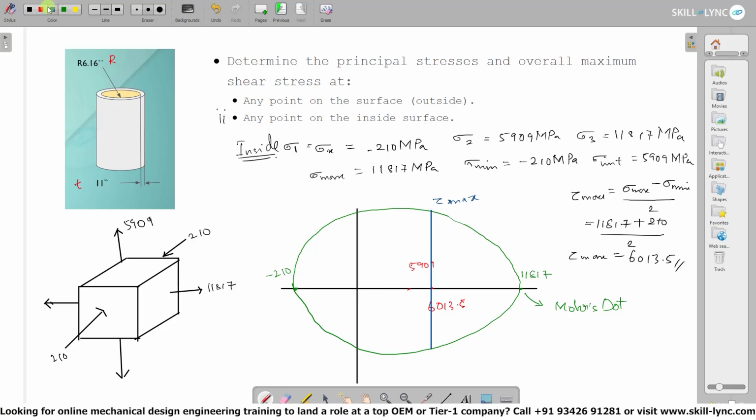With that, we can plot the rest of the circles. The first circle is governed by minus 210 and 5909, which is this. And the second circle will be from 5909 to 11,817. Now this will be our Mohr's plot. And with that, we come to the end of this session.